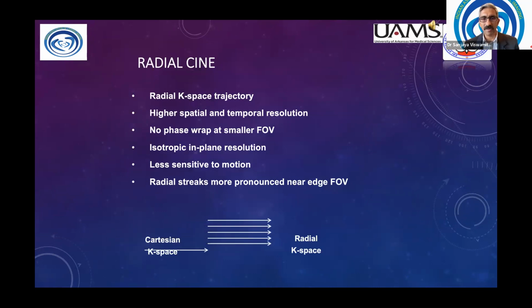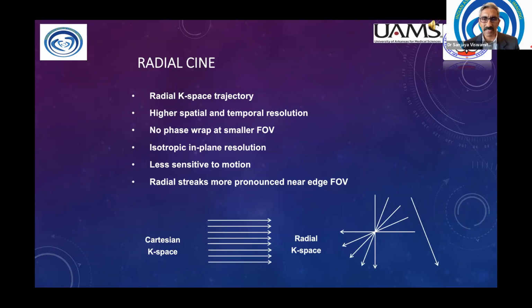There is another type of filling, which is called the radial cine filling, which is sometimes used in cardiac imaging as well. And this is how you use radial filling as well. Each of them has certain advantages, right? So radial K-space is said to have a higher spatial resolution, higher temporal resolution, and no phase wrap because it's in a radial projection. So you really don't have any narrowing of that particular region of K-space.